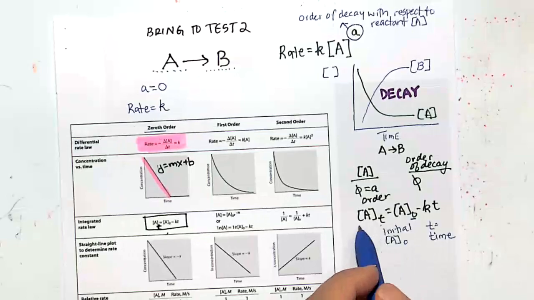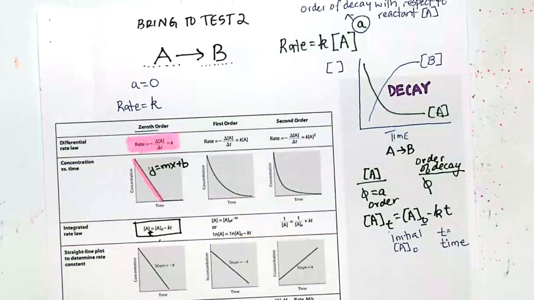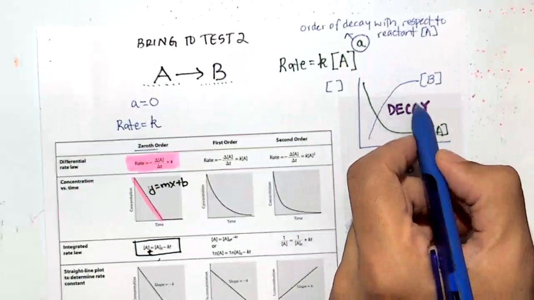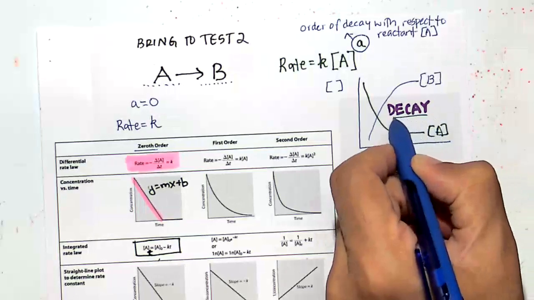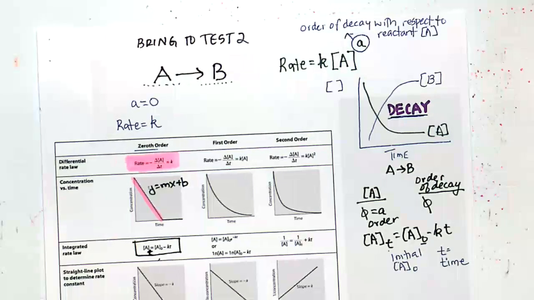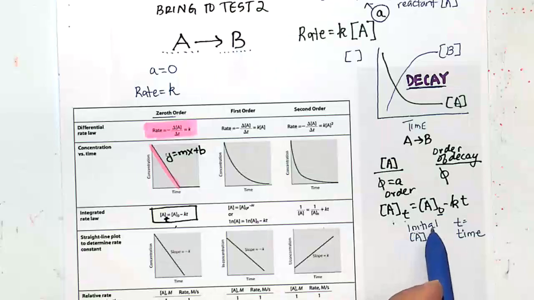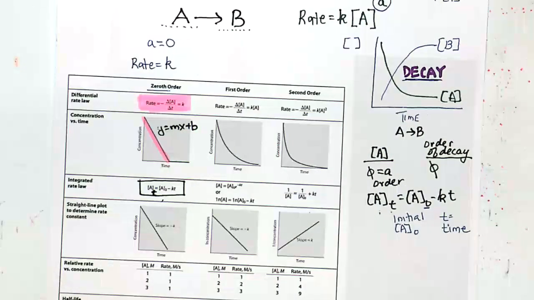So which would be bigger, A naught or A at t? A naught will be bigger. Why is A naught bigger? Because how fast the reaction is going, we're going to measure it by the decay. A naught is going to decay. So after 5 minutes, how much is left over? After 10 minutes, after 12 minutes, after an hour. What is A at t? t is time. So this is the equation you want to use on the test. You can have this sheet on the exam.